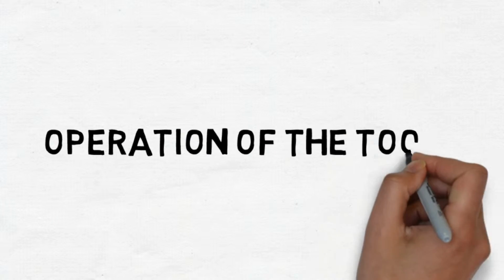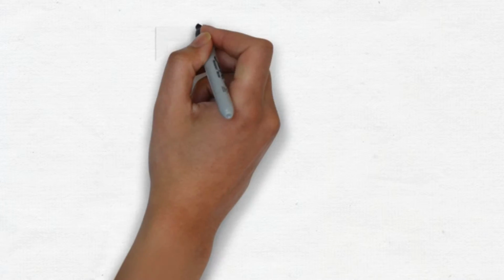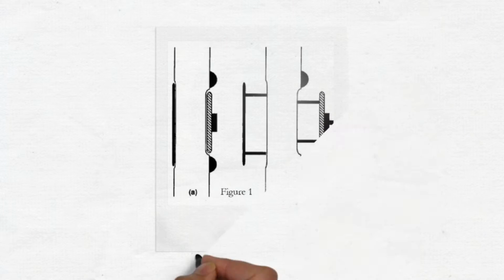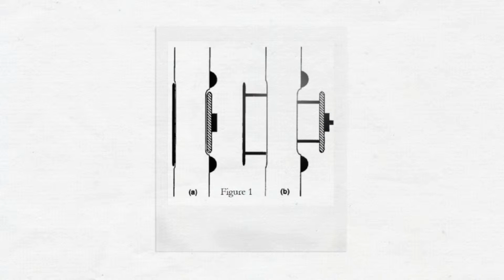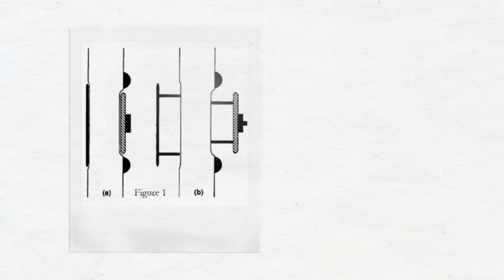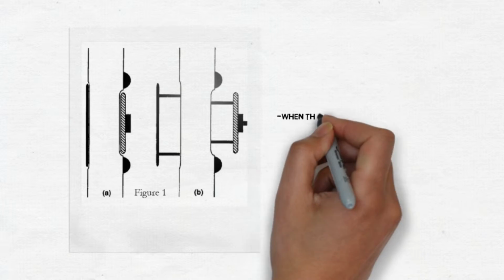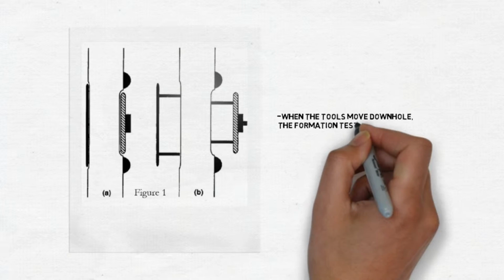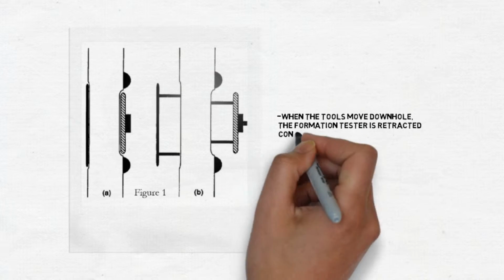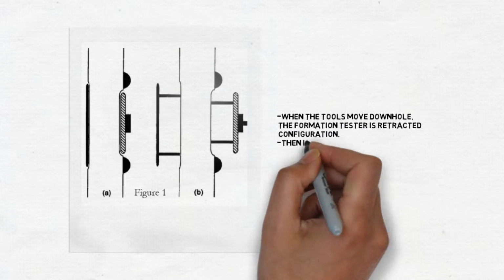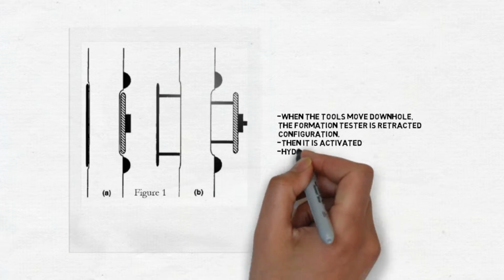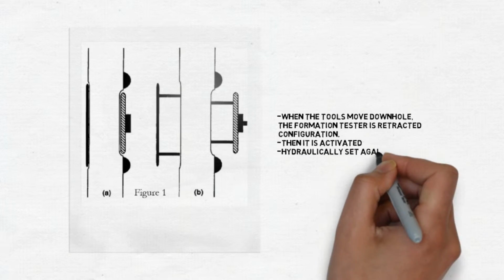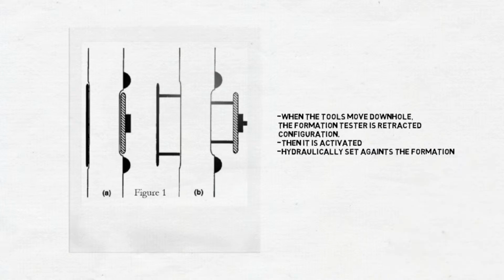Operation of the tools. This figure is the illustration of the tool. When the tool is being moved downhole, the formation tester is in its retracted configuration. When a depth is selected for a pressure measurement, the formation tester is activated and hydraulically set, or pressed against the formation. This condition is shown schematically in figure 1.